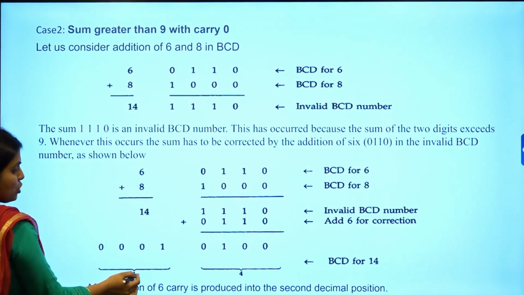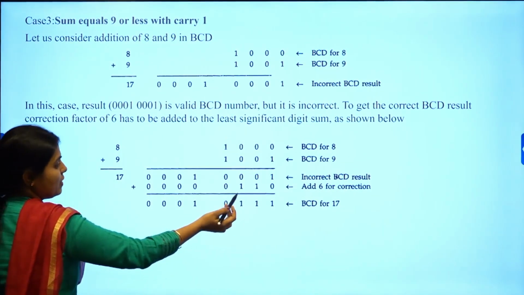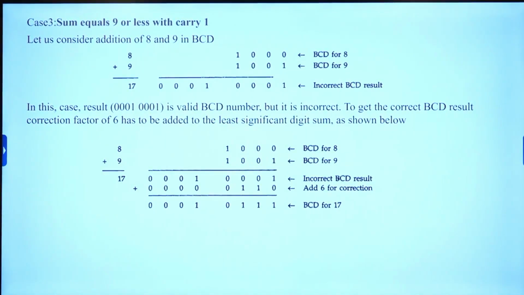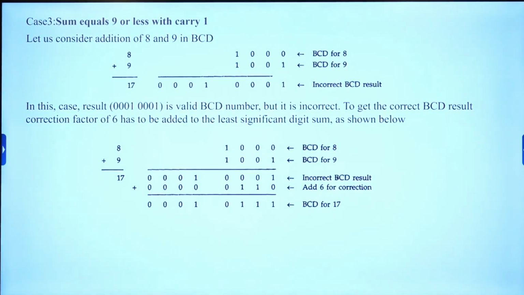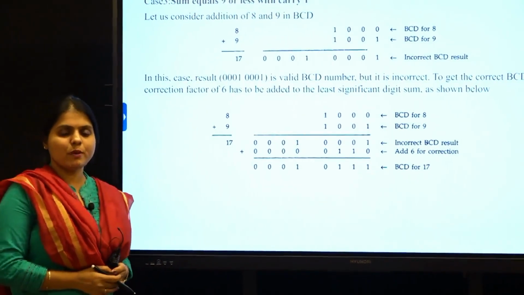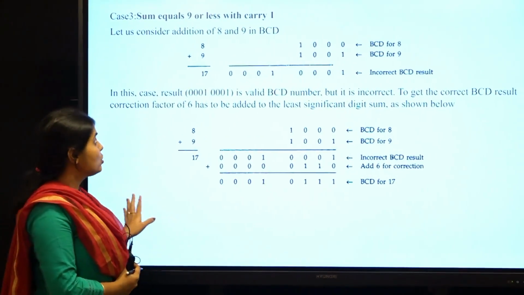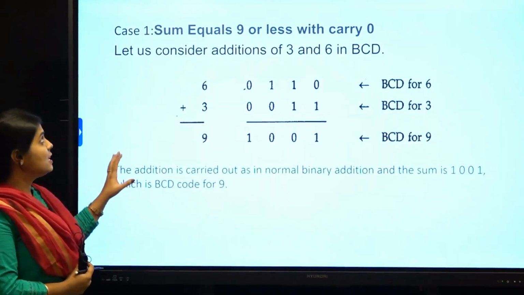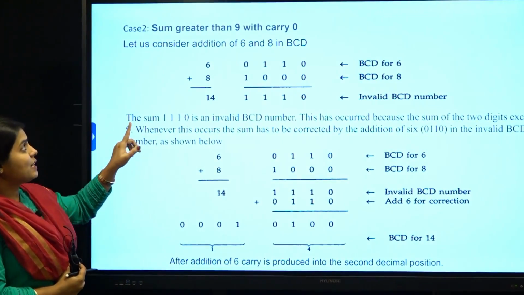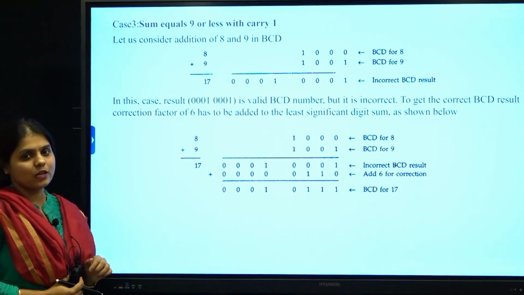Here it is 0, 0, 0, 1, which would be 1, and then 0, 1, 1, 1 would be 7. So the resultant is 1, 7, 17. Okay, so this is how we perform BCD addition. Binary BCD adder, or decimal adder, we call it. Okay, so these are the three cases. What was the first case? Sum equals 9 or less with carry equal to 0. Second, sum greater than 9 with carry 0. Third, sum 9 or less with carry equal to 1.